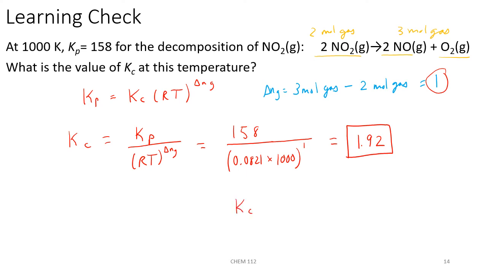Once again, K sub C is less than K sub P in this case because we had a reaction that produced a larger number of moles of gas.